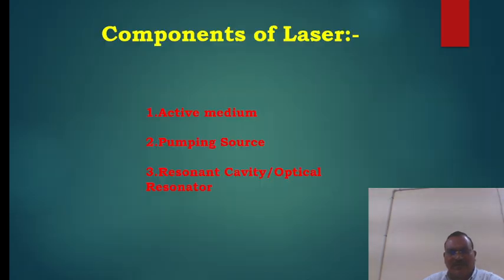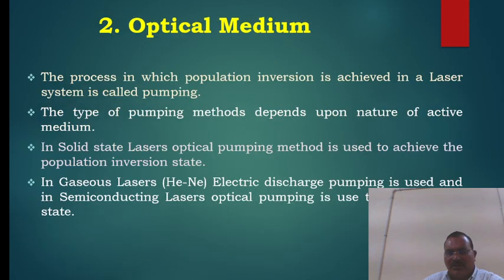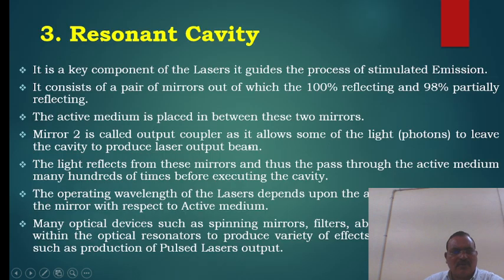This is the third component we need to fabricate the lasing system, and it is the key component. It guides the process of stimulated emission. It consists of a pair of mirrors, of which one is 100% reflecting and the other 98% reflecting. The active medium is placed in between these two mirrors. Mirror 2 is called the output coupler as it allows some of the light photons to leave the cavity to produce the laser output beam. Light reflects from these mirrors and thus passes through the active medium many hundreds of times before exiting the cavity.